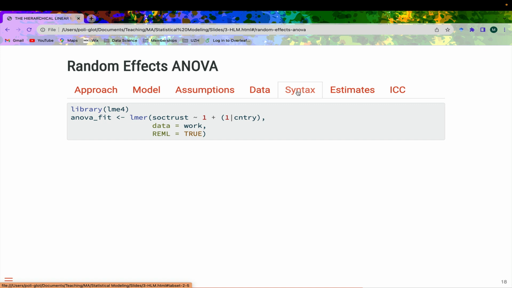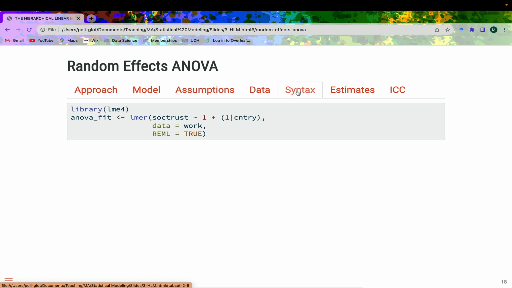So I can capture that by writing soc trust tilde 1. That's capturing the grand mean bit, plus opening parenthesis, then the constant bar country. 1 here is the constant, and bar country means that actually we're going to say, well, there is a grand mean, and then there is actually a set of country means, and the 1 bar country captures those country means. We don't actually have to specify anything about the level 1 errors, the respondent level errors. They are done for us automatically.